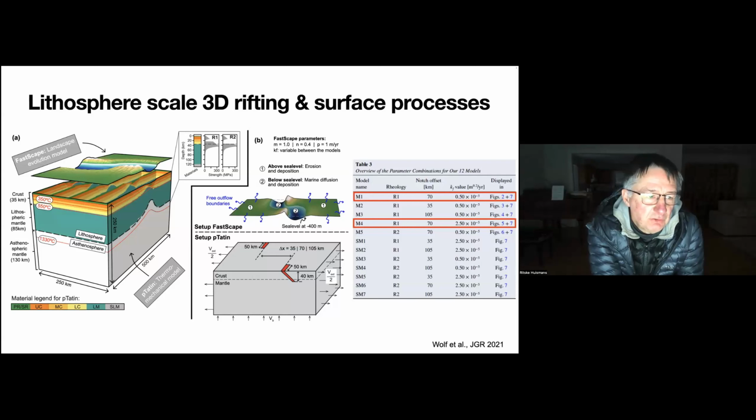As I mentioned before, we coupled the model with the landscape evolution model Fastscape that basically takes the tectonic model topography and modifies it by the predicted amount of fluvial erosion and deposition. In these models, we have both continental deposition, but also marine deposition. That is mass balancing with the amount of eroded mass in the models.